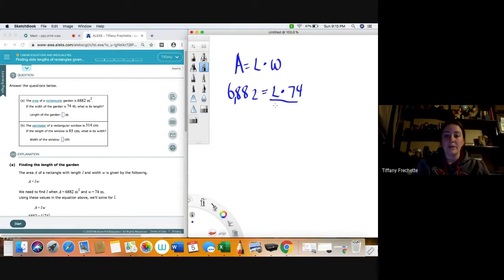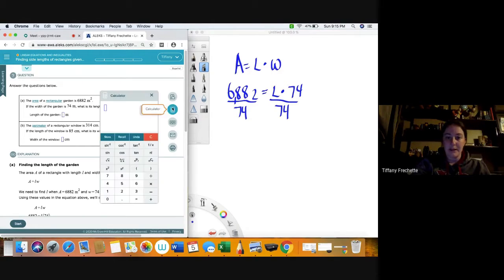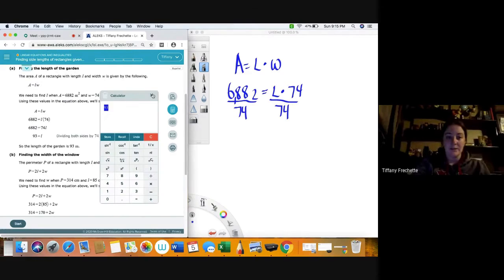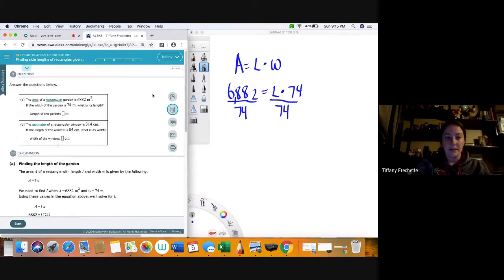To solve it, we just simply undo the multiplication to move it to the other side of the equal sign. So then we end up with 6,882 divided by 74, and we get 93. If we scroll down here, it shows that they get 93 for the length. So they did, in fact, get that answer.